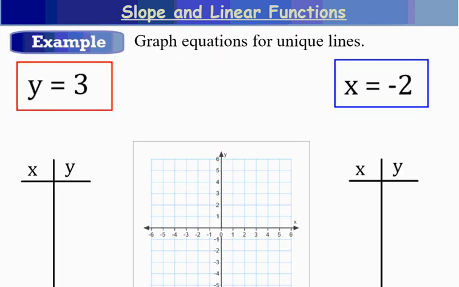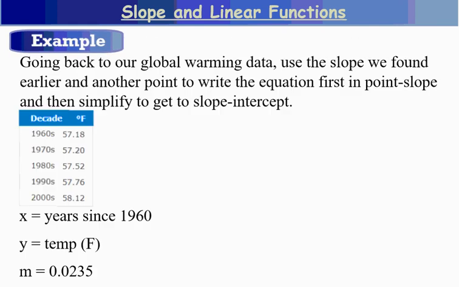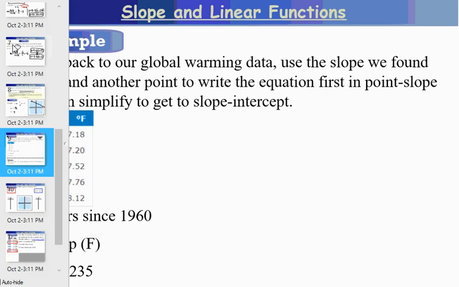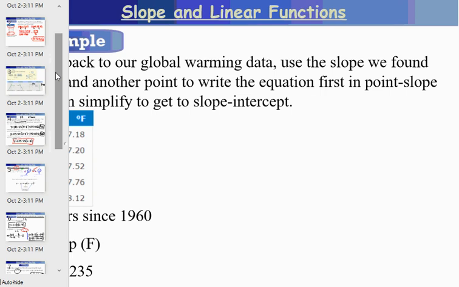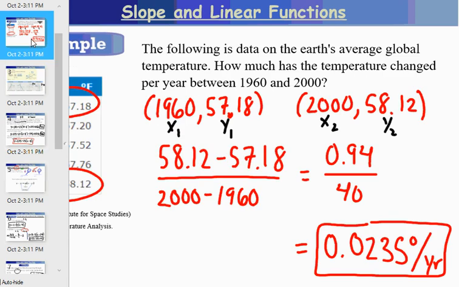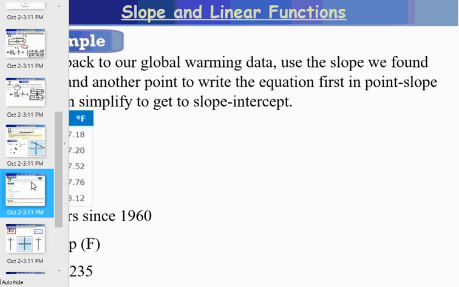I think we got 2 more to do. Yep. So going back to our global warming data, use the slope we found earlier and another point to write the equation first in point slope and then simplify it to slope intercept. So if I go back and look, what was the slope we found? It was 0.0235.